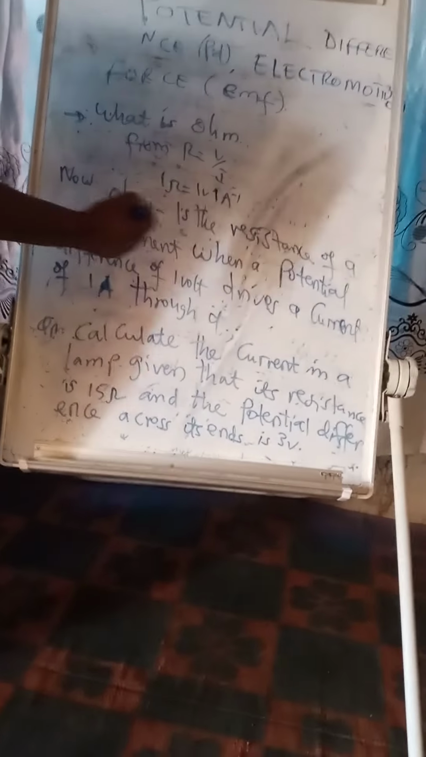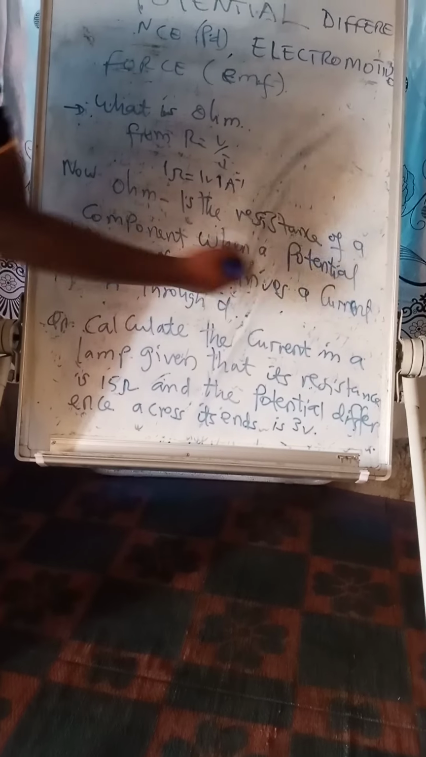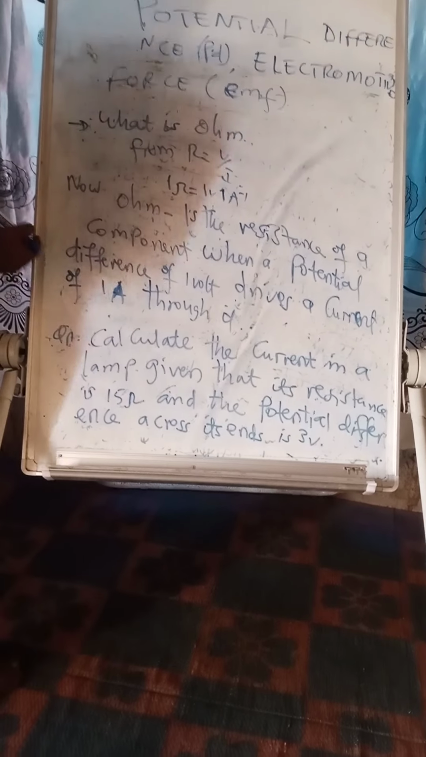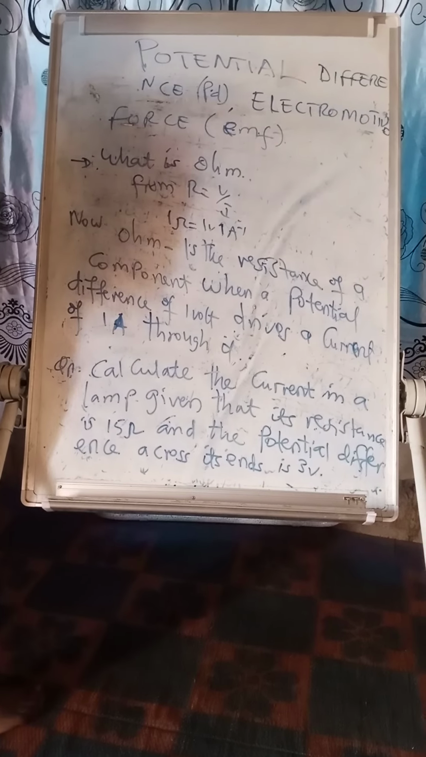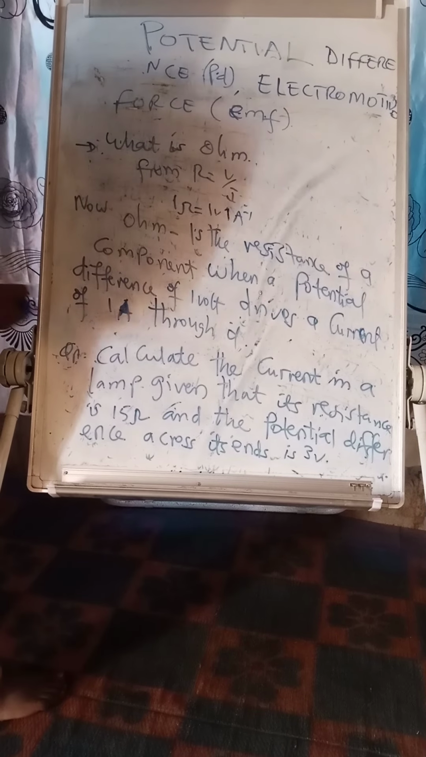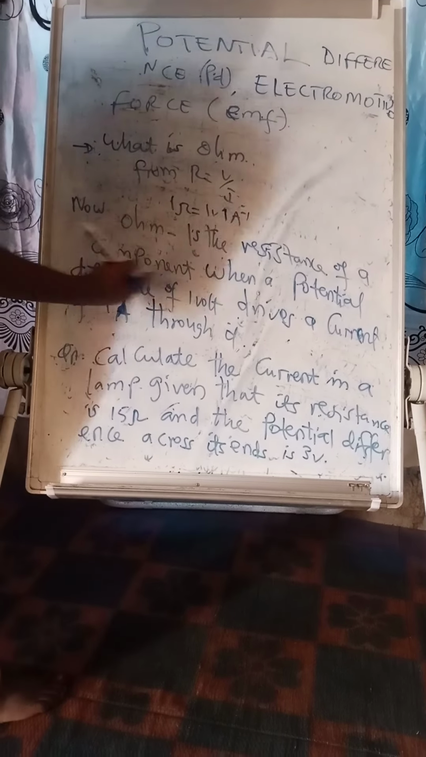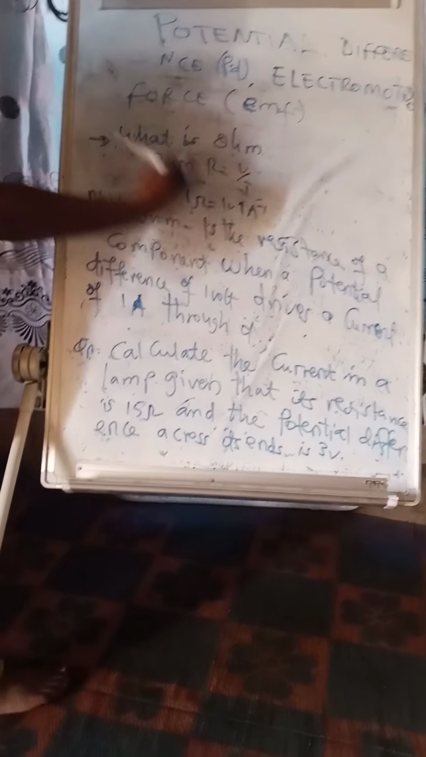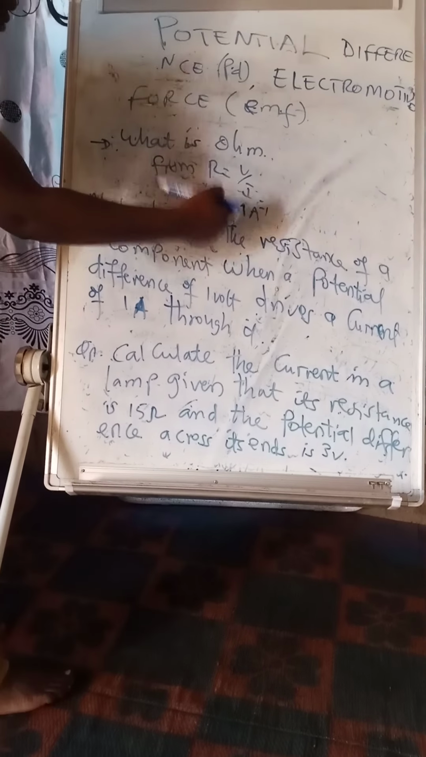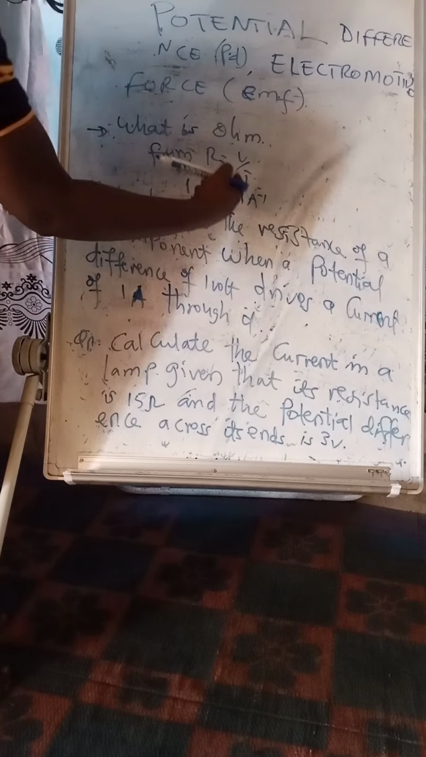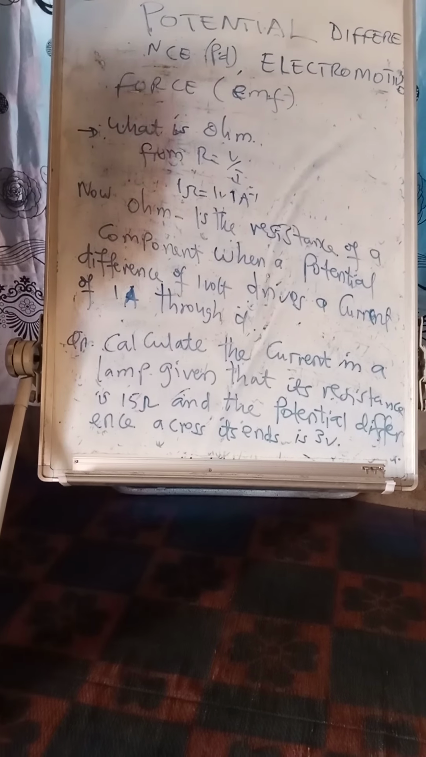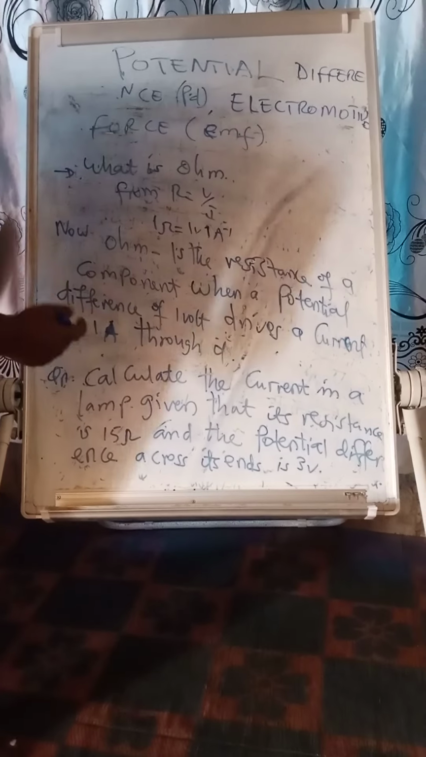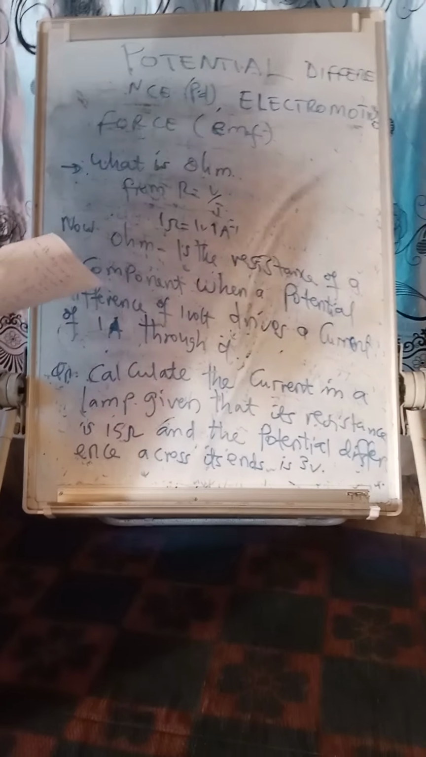So now ohm is the resistance of a component when a potential difference of 1 volt drives a current of 1 ampere through it. It means through a component, through a resistance. So that is ohm.